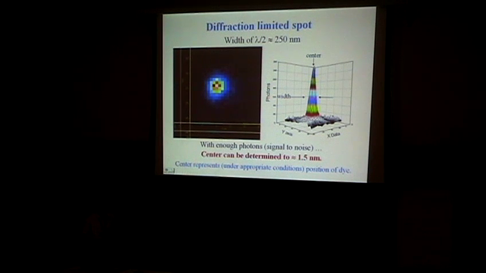peak there. Although the width of the peak is given by the diffraction limit, down to about half the wavelength of the light being used, you can actually determine the center of this peak much better than the width by using Gaussian fitting of this image. And if you have enough photons, so it's really a matter of signal-to-noise ratio, then you can determine the center location down to about 1.5 nanometers.